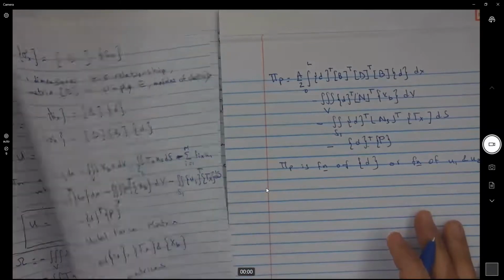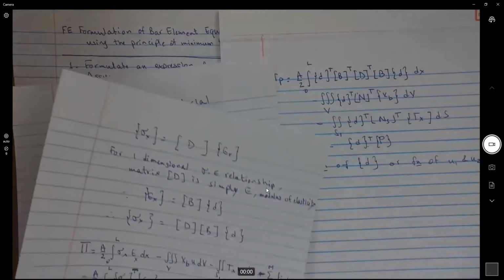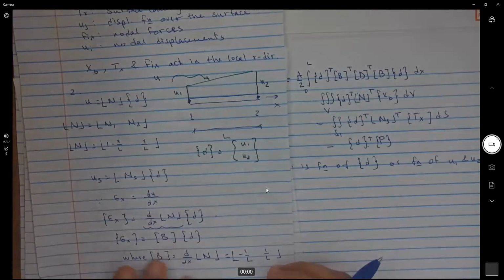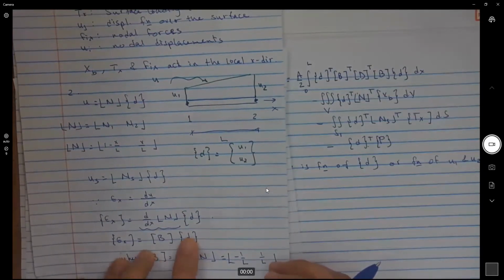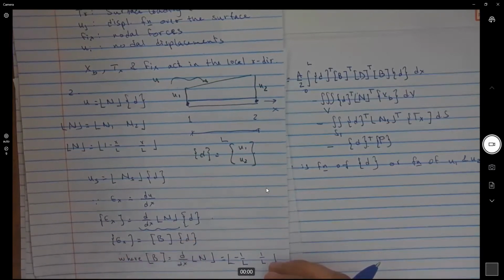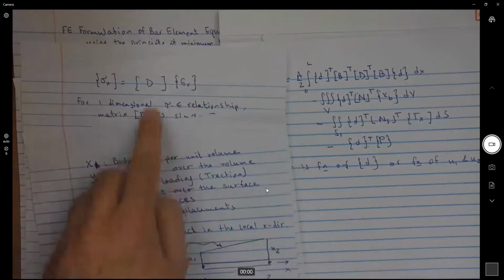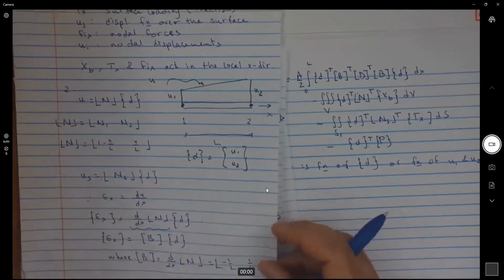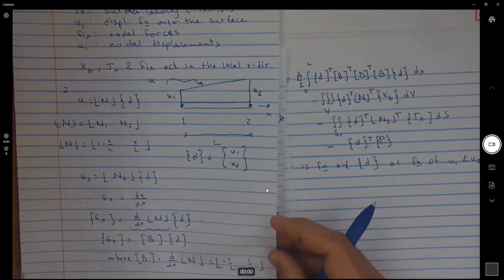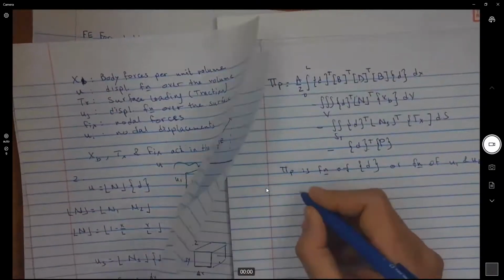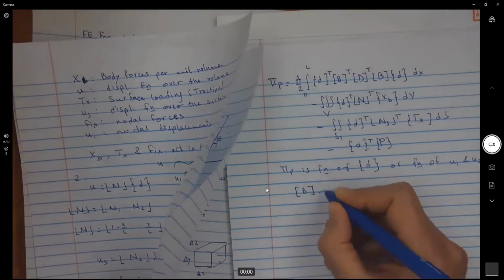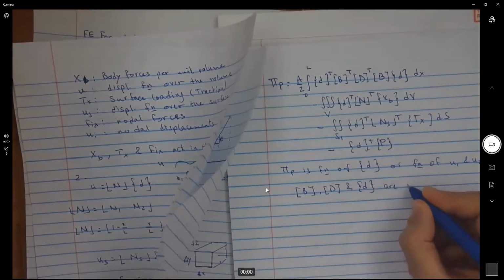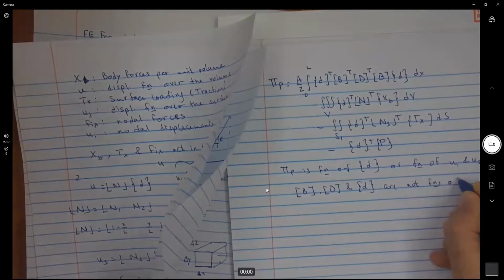It is worth noting that the B matrix and the D matrix as well as this D matrix, all three of them are not functions of X. You see here, B is minus 1 over L and 1 over L. So it is important to note that B, D, and D are not functions of X.